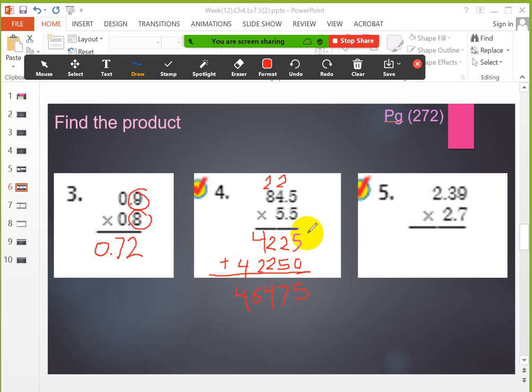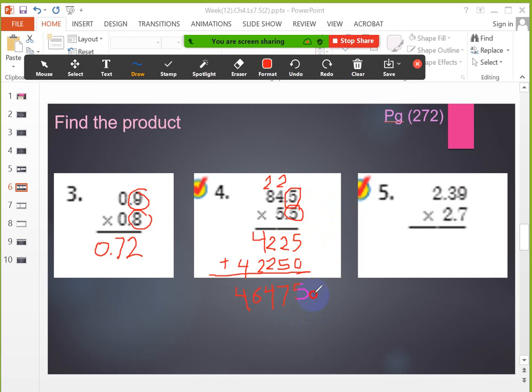Very good. Now could you please tell me how many digits I have to put after the decimal point in this number? Are you with me? Yes, teacher. Look, here I have only one digit after the decimal point. And here also I have only one digit after the decimal point. That means how many digits after the decimal point? Must be 2. Very good.